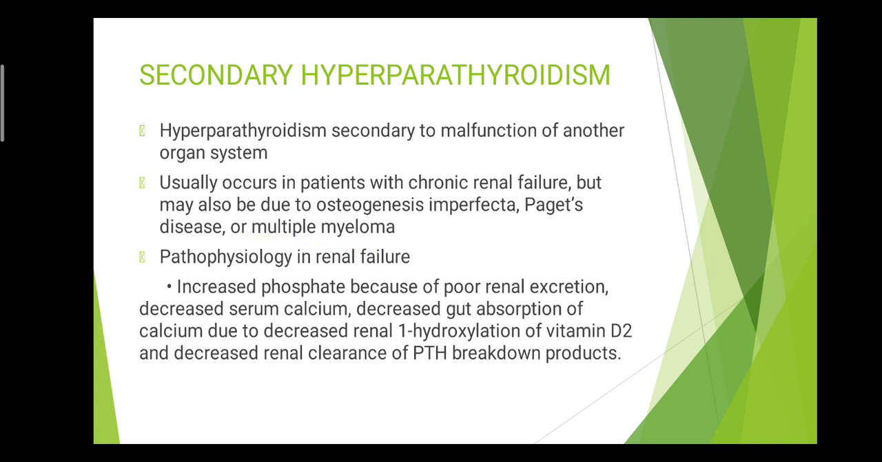So coming to secondary hyperparathyroidism. It is hyperparathyroidism secondary to malfunction of another organ system. It usually occurs in patients with chronic renal failure, but may also be due to osteogenesis imperfecta, Paget disease, or multiple myeloma. Coming to pathophysiology in renal failure, there is increased phosphate because of poor renal excretion and decreased serum calcium, decreased gut absorption of calcium due to decreased renal 1-hydroxylation of vitamin D, and decreased renal clearance of parathyroid hormone breakdown products.